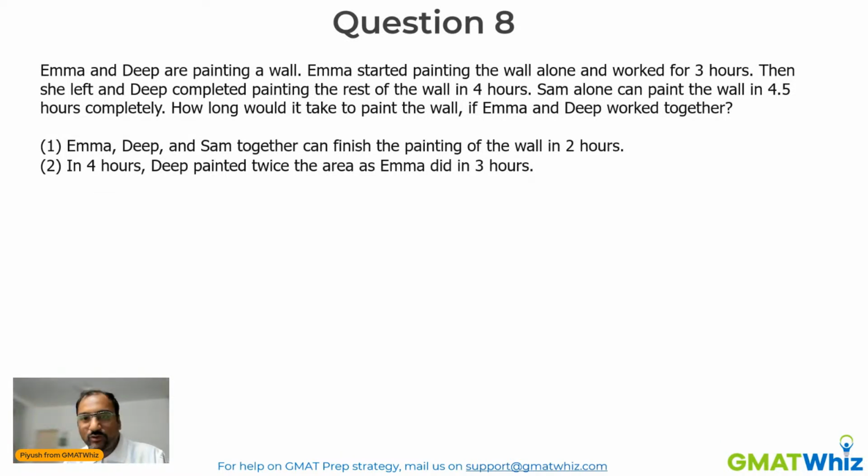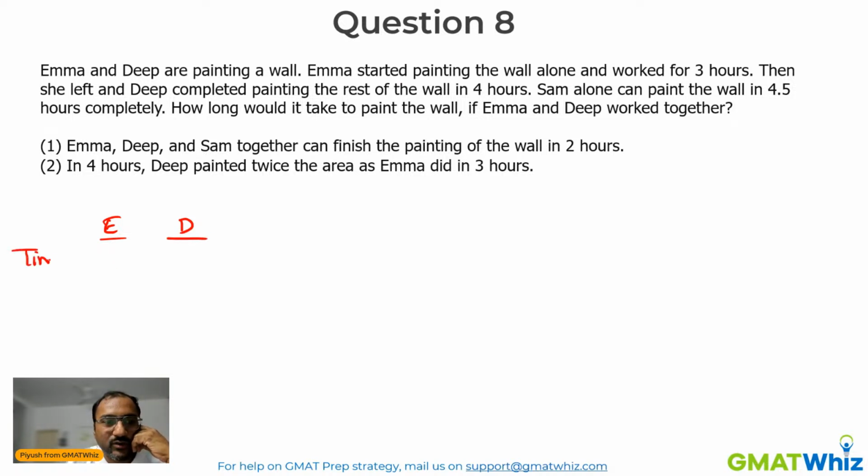Okay, now coming to this question. Question number 8. We are already at 40 minutes. But yes, I'll try keeping it slow. I'm trying to explain the process as much as possible in the important questions. But let's do this. So I know there is E, there is D. They're painting a wall. Emma starts painting and works for 3 hours.